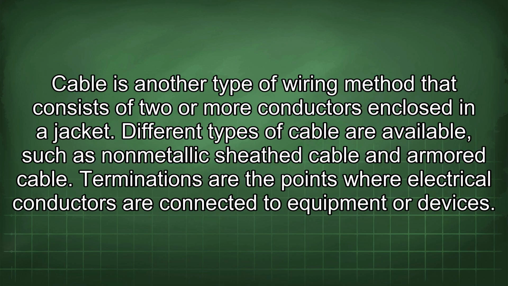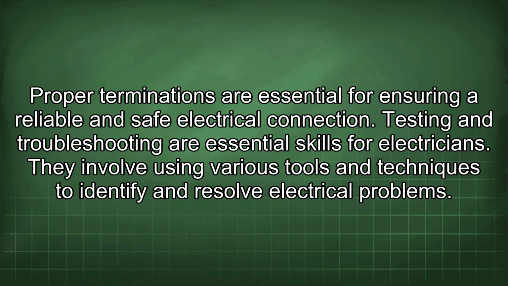Cable is another type of wiring method that consists of 2 or more conductors enclosed in a jacket. Different types of cable are available, such as non-metallic sheath cable and armored cable. Terminations are the points where electrical conductors are connected to equipment or devices. Proper terminations are essential for ensuring a reliable and safe electrical connection.